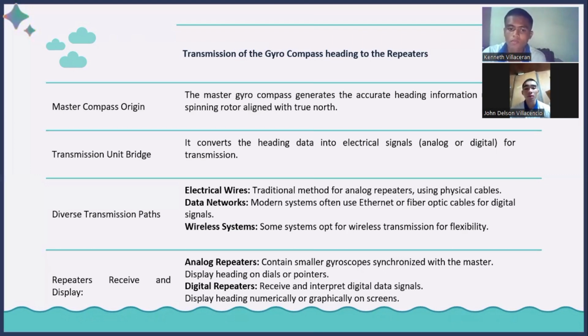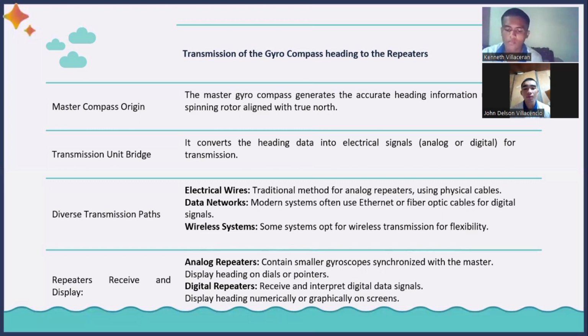Master compass origin. The master gyro compass generates the accurate heading information using its spinning rotor aligned with true north. Transmission unit, bridge. It converts the heading data into an electrical signal, analog or digital, for transmission. Diverse transmission paths.